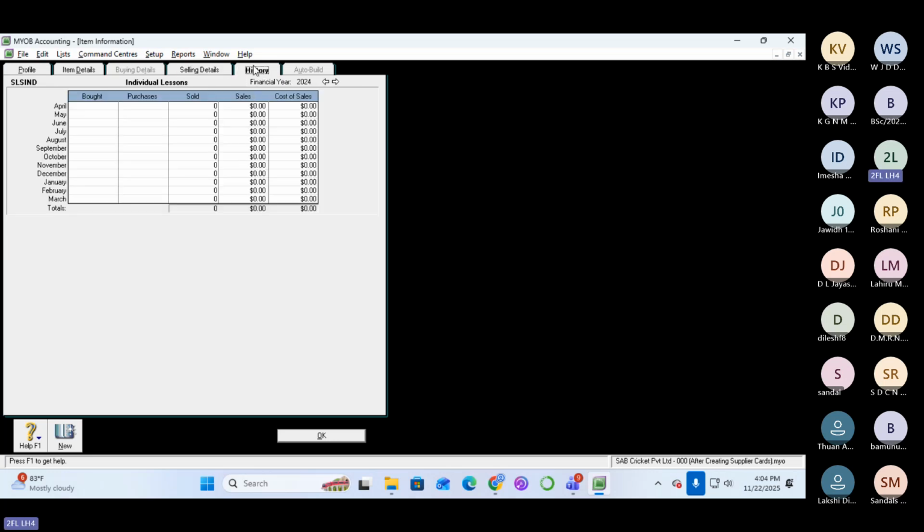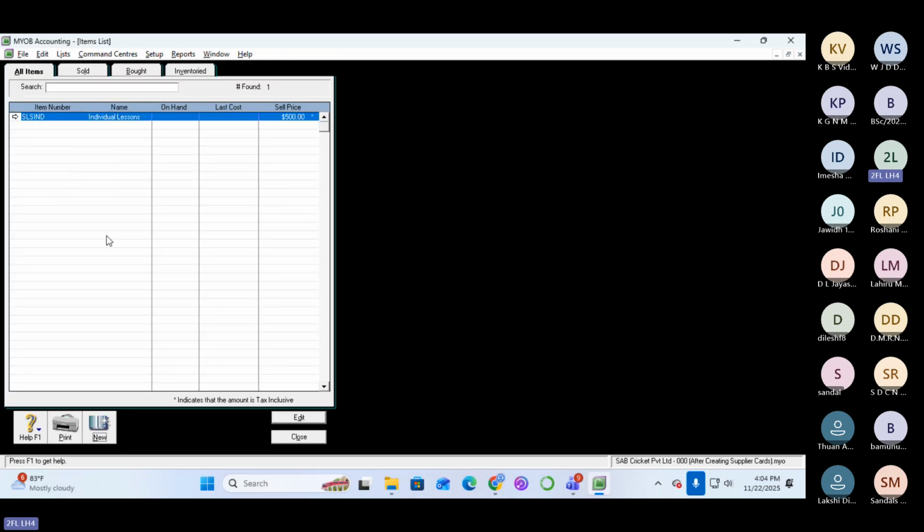And I am going to the history tab. I don't have a history about this item. Still we are creating this item. So those are the information you have to enter. Then click OK. Click on the OK button. Right? Then you can see one item is created.